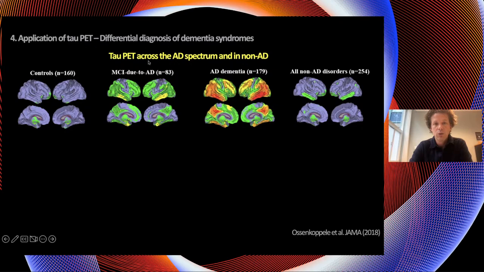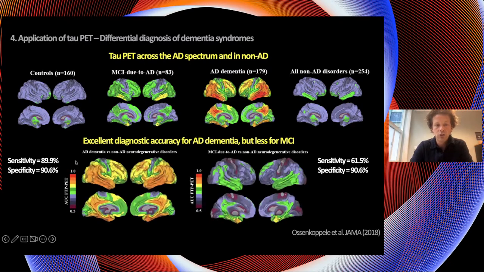So what we did in this study, we looked at tau PET across the Alzheimer's disease spectrum. You can see it here going up from healthy controls to people with MCI that were amyloid positive and AD dementia. And you can see across those groups, there's a gradual increase of tau pathology. And this is a group of people that had a non-AD disorder. So this is a combination of people with frontotemporal dementia and vascular dementia, dementia with Lewy bodies, etc. You can see that on average, they show clearly less tau PET uptake compared to the AD dementia group.